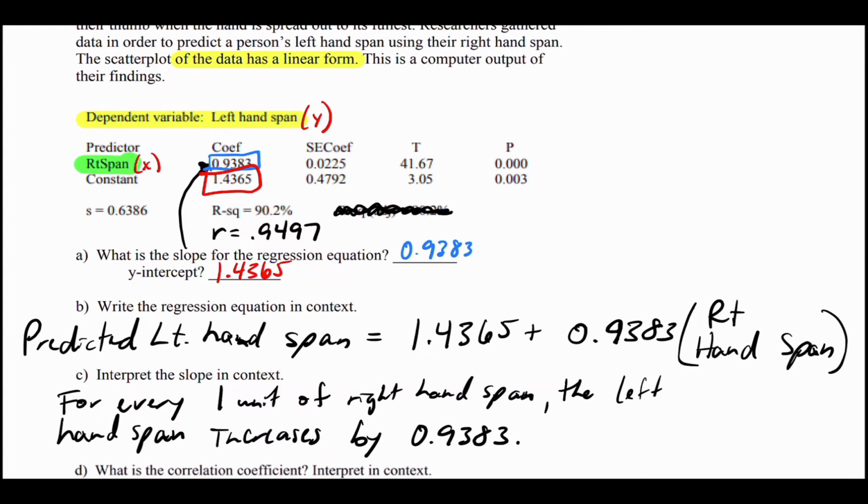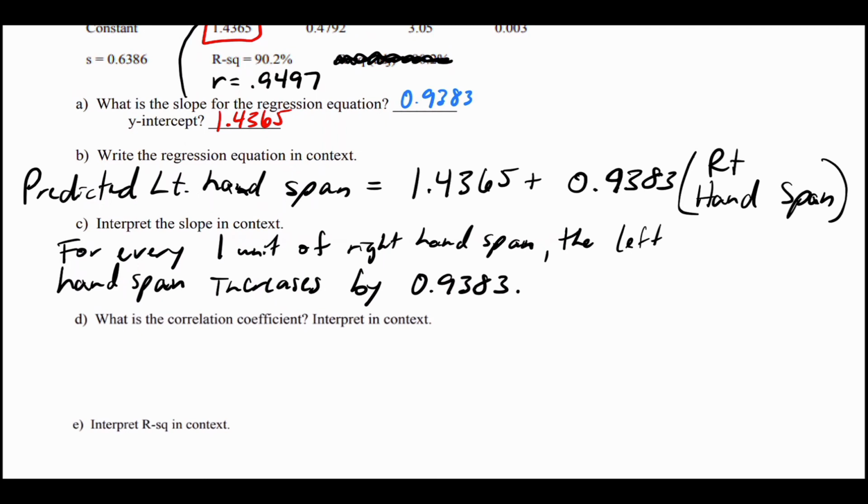Okay. So that's what it is. That's what R is equal to. When we interpret it, we need strength, direction, and linear relationship. So how strong is that number there? Strong, yeah. It's very strong. Okay, so we would say strong.